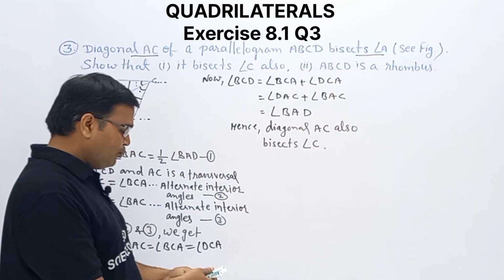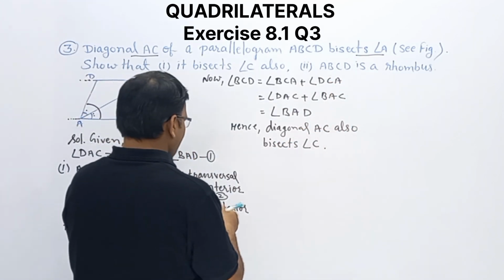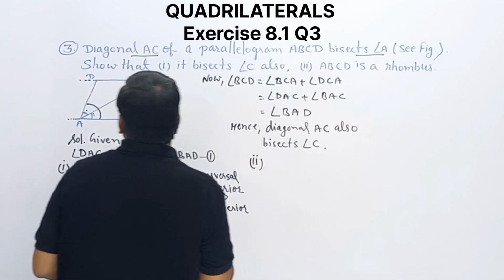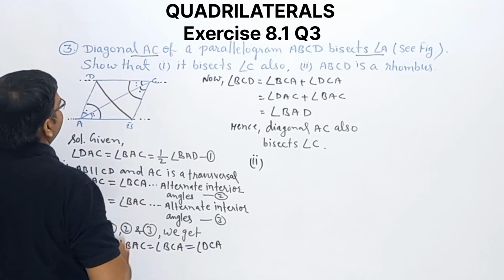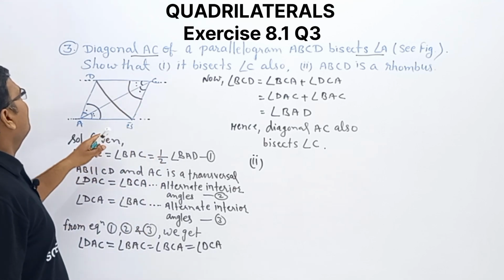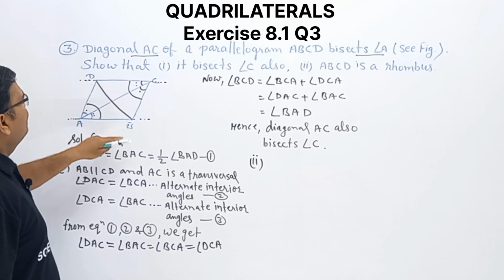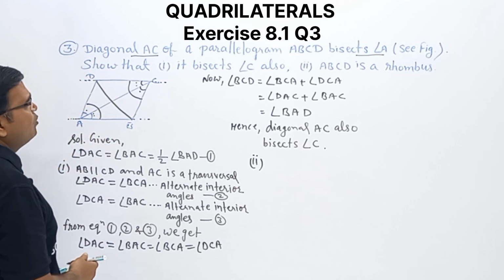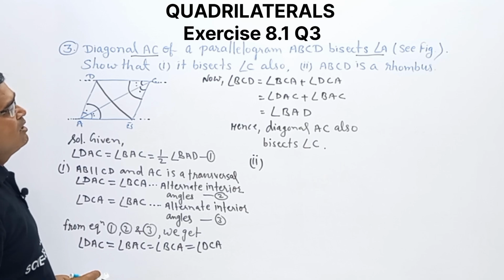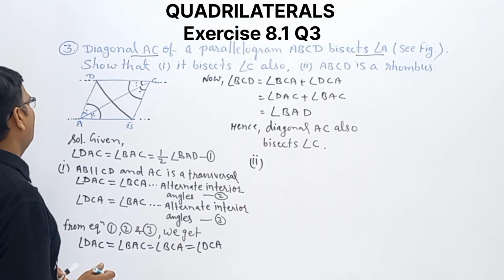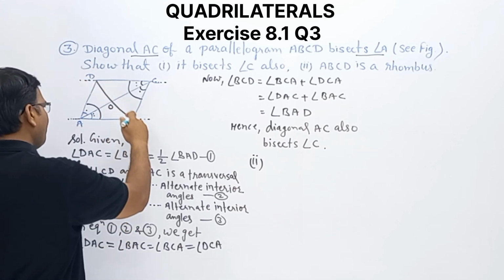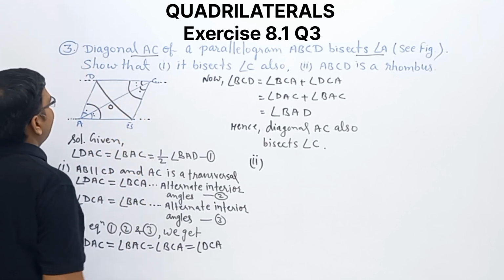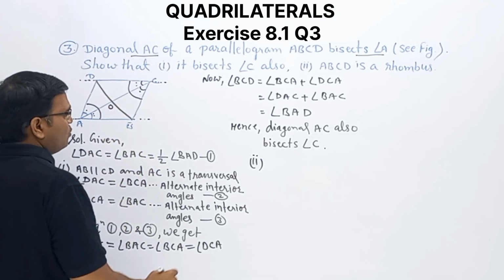ABCD is a rhombus. To prove this second one, how will we prove it? Observe the second one. To prove it, we are drawing one diagonal in this parallelogram, diagonal BD also. Clear? Now ABCD is a rhombus. A rhombus is a parallelogram having all sides equal. Clear? So to prove this, we first draw diagonal BD, then take two triangles.